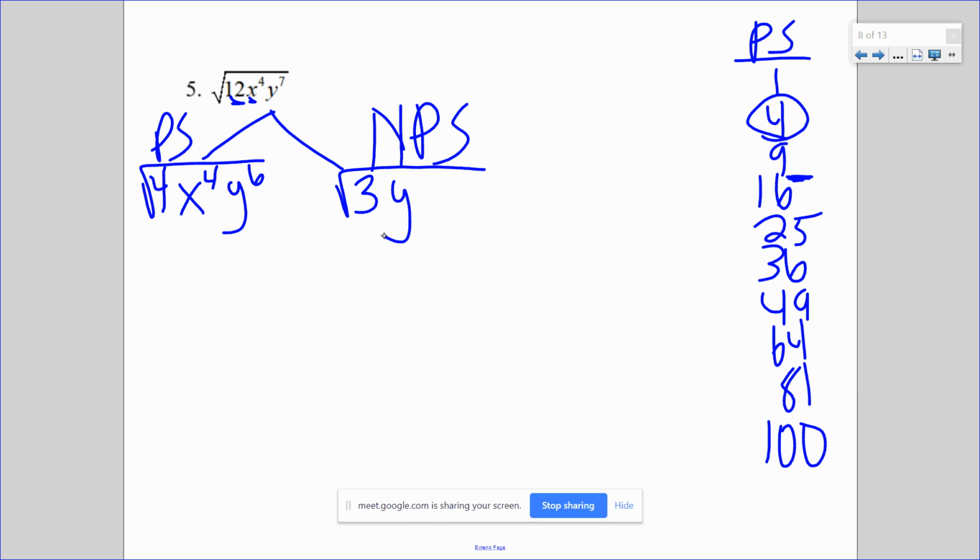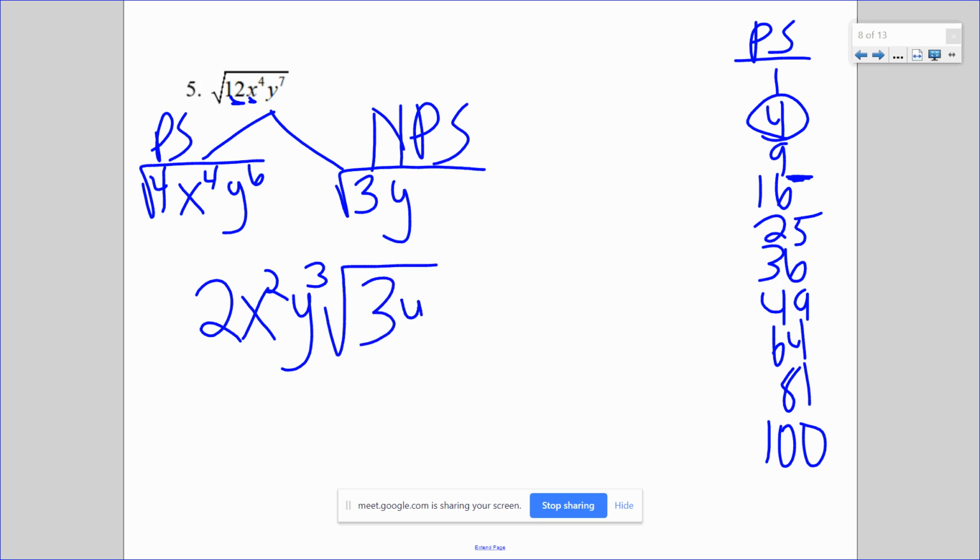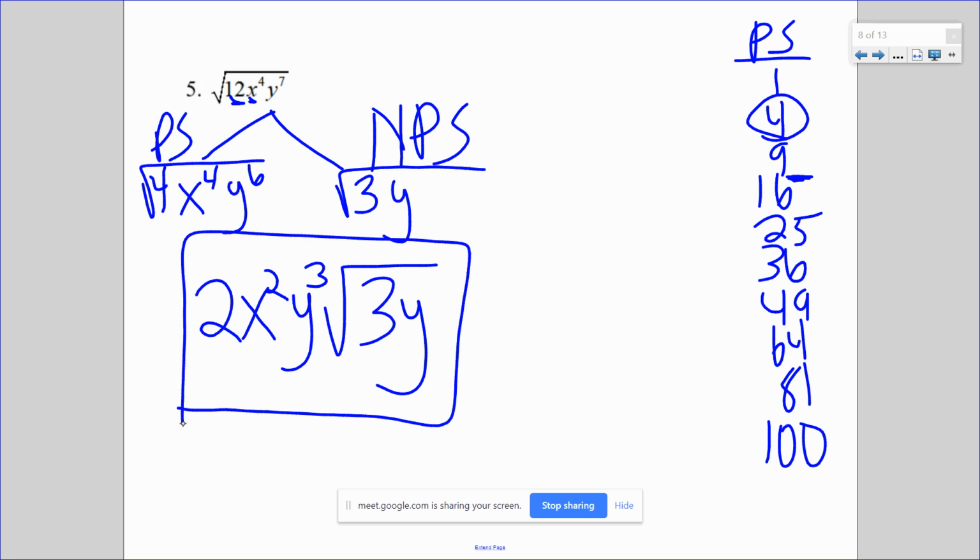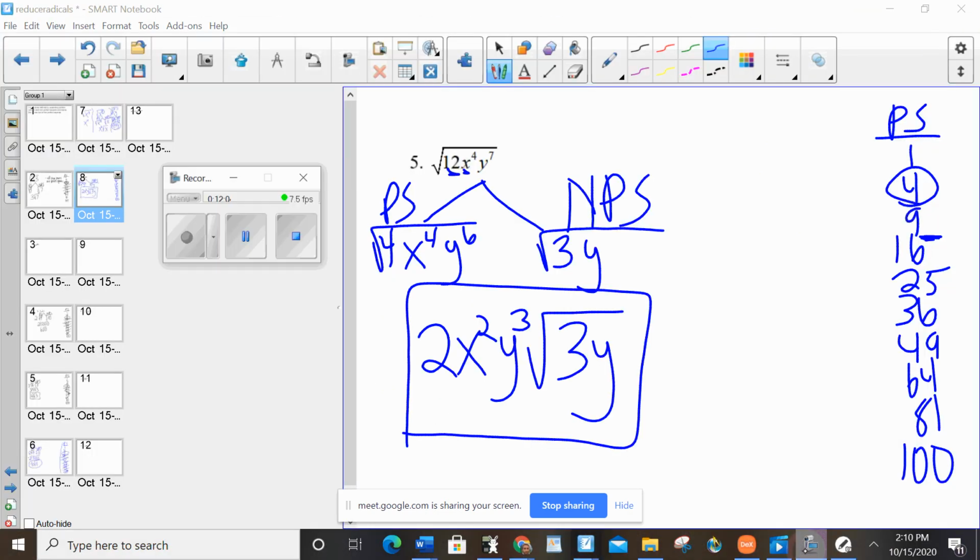Step 2, I take the square root of my perfect squares. The square root of 4 is 2. The square root of x to the 4th is x squared. The square root of y to the 6th is y to the 3rd. My non-perfect square comes down. That's my answer.